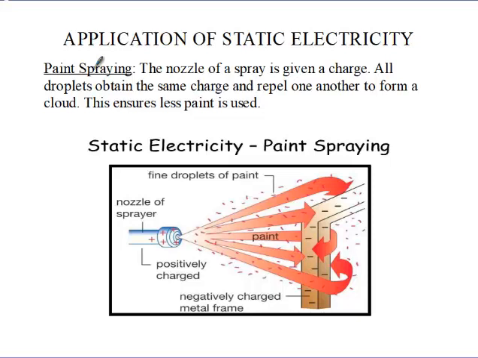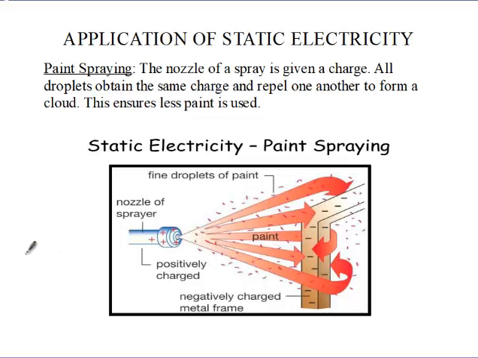The material on which the spraying is going to be done will also have a charge opposite to that of the nozzle. Therefore, the two main laws that were used are going to be observed here. The first law was that like charges will repel. So all the paint particles will repel each other, causing a large cloud of paint to be formed.